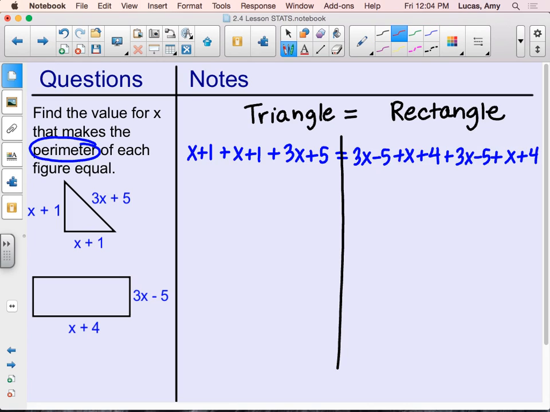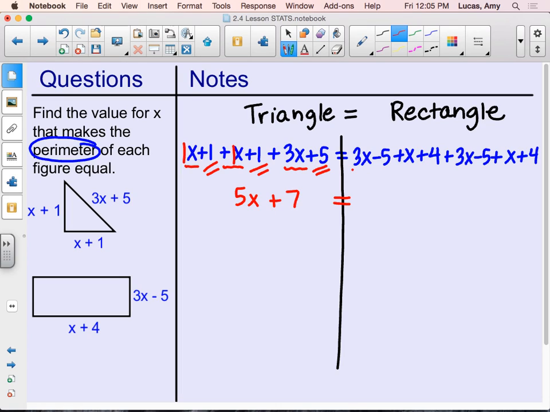Now look at this equation. We are going to have some combining to do first. So I'm going to combine my like terms over here. 1x plus 1x plus 3x is 5x. Then 1 plus 1 plus 5 is 7. So 5x plus 7 represents the perimeter of the triangle after I've combined my like terms.